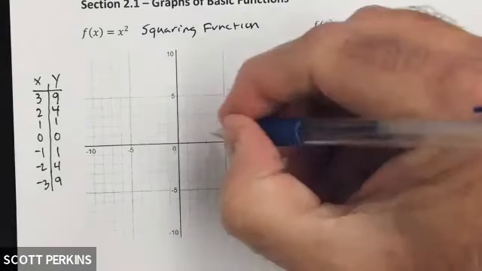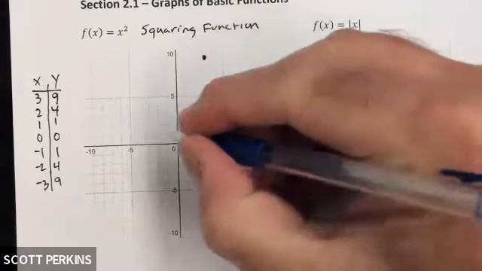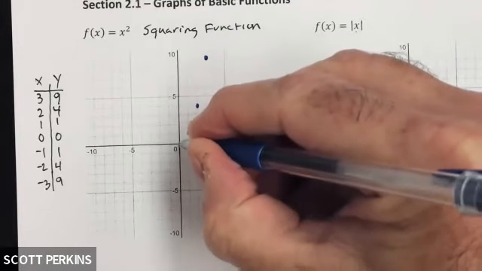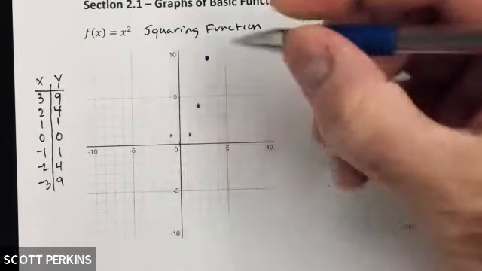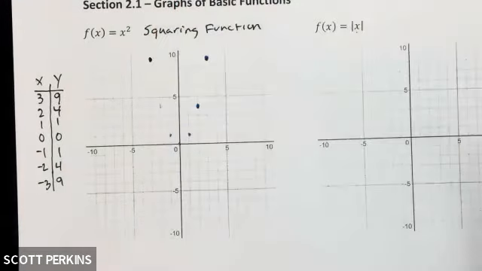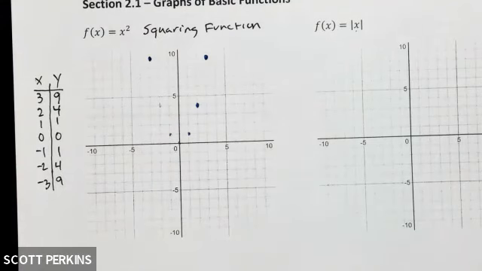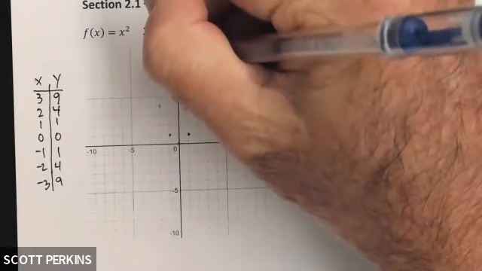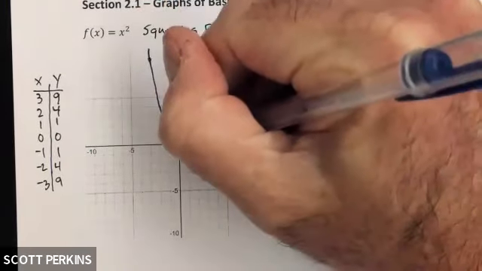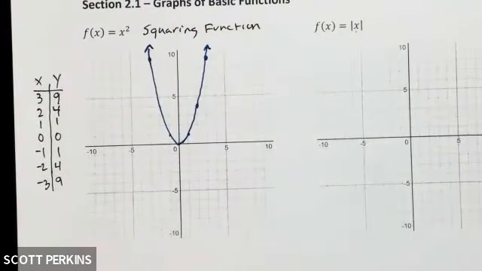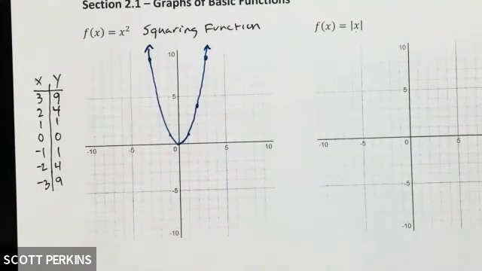So now I'm going to plot the points. 3 and I go up 9, so I'm going to make a dot right here. 2, 4, make a dot right here. 1, 1, 0, 0, -1, -1, and the same thing here on the left side of this, and -3 and 9. And there's my points. And then I'm going to connect the dots. So, whee! And I get this squaring function. It's also called a parabola. We'll spend our whole entire, I think, unit 3 focusing in on parabolas and more details about them.